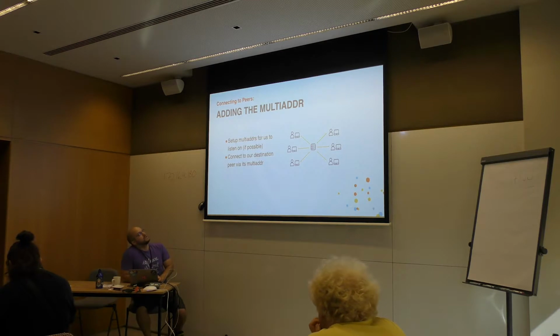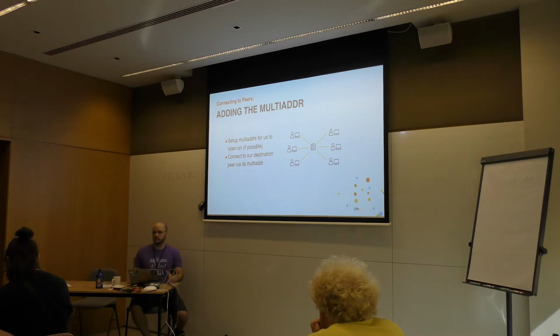So once we have that multi-address, we can set it up and actually dial to our peer. The multi-address tells us a lot about our peer. Most of the time, we're going to enable multiple transports to our peer, so we're going to get a giant list of potential multi-addresses, which is a great thing, because the more transports that we support, the more people can dial us, assuming our addresses are public.